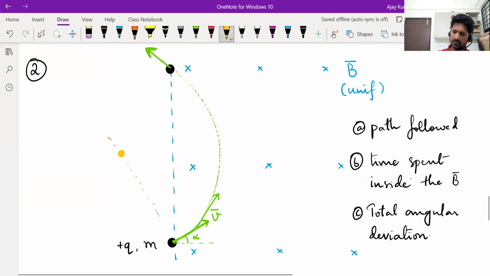So this is the center of the circle, or the center of the arc along which the particle moves. The path followed is an arc as long as it is inside the magnetic field. Once it is outside, it will be a straight line.